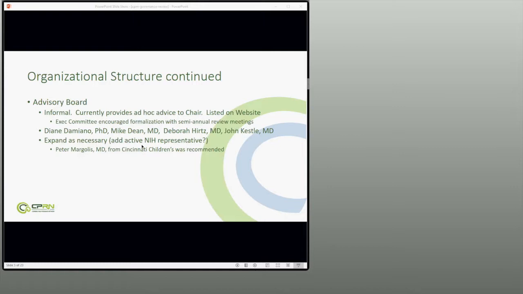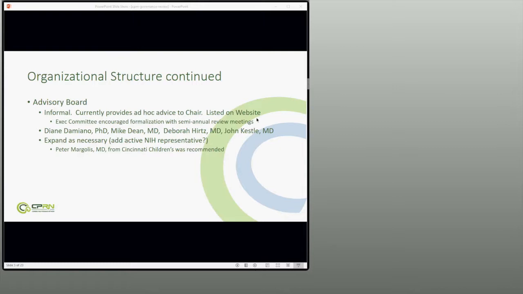And then we're looking to expand a little bit. With HCRN, we had the most involved NIH representative. They have to recuse themselves from some discussions, but it can be very useful to have. And then Amy suggested we get Peter Margulis, who's been very helpful whenever we've needed him, but to sort of formalize that. So anybody have any thoughts about the advisory board?